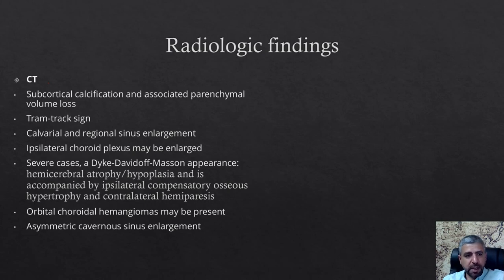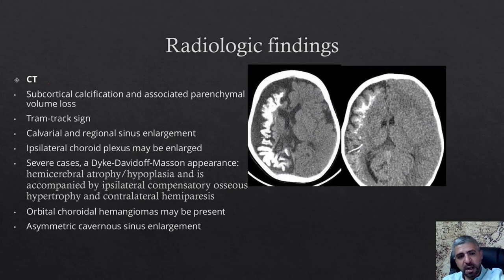So let's start with the radiologic findings. On the CT scan, we have subcortical calcification, associated with parenchymal volume loss. You have the subcortical calcification like that, this is the early stage and this is the late stage, and you can see the associated parenchymal volume loss.